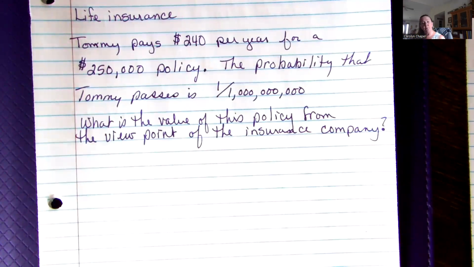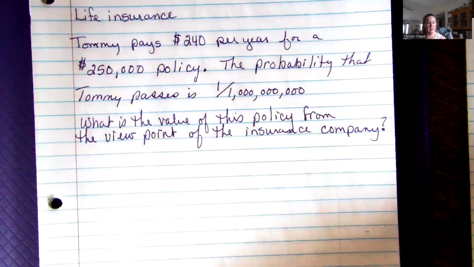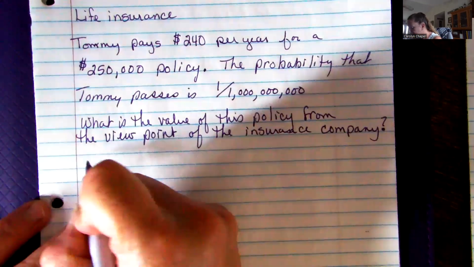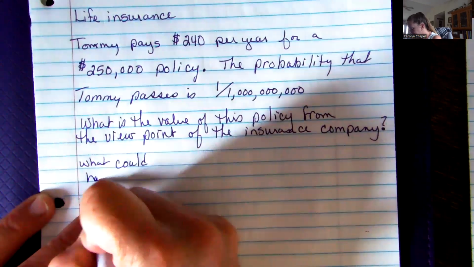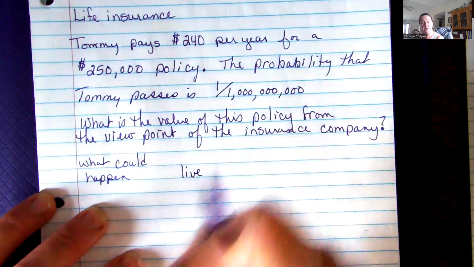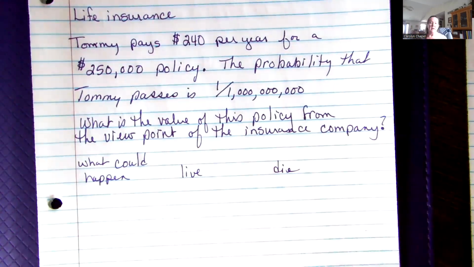In our previous example, we looked at it from the player, not the person who is performing the game, such as like a casino. So we're going to kind of turn the tables a little bit and look at it. And again, what could happen in this situation? Well, Tommy could live, which would be great, or he could not live. So I'm just going to put he's going to live or die.